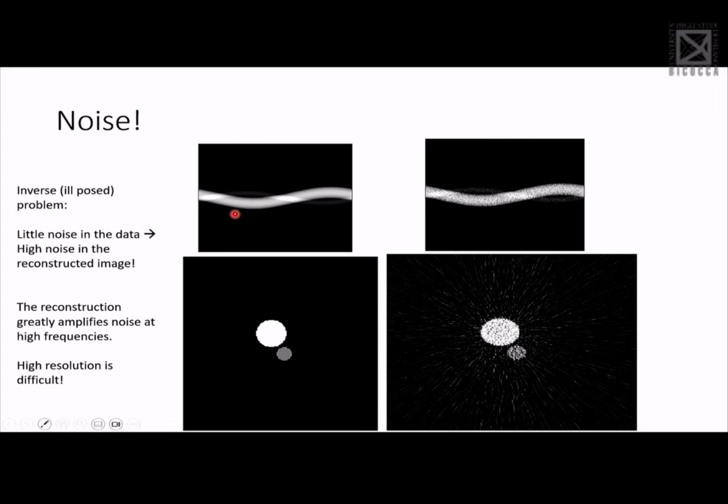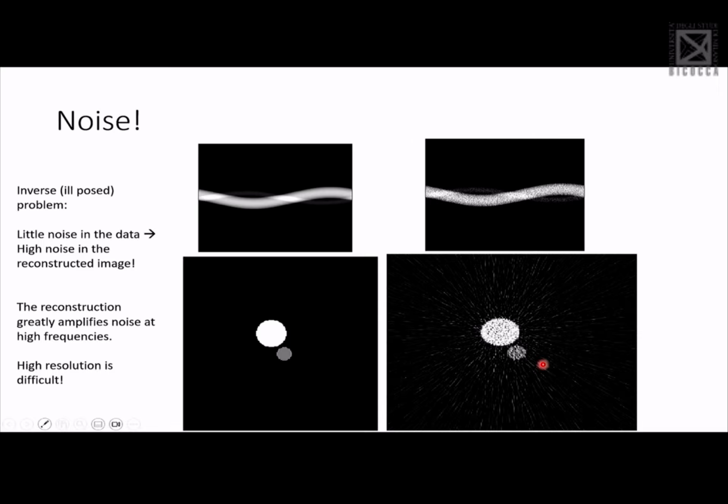So we have that little noise in the data. Let's say we have this sinogram here, which is the name of what you get by the Radon transform. You have this noise here, which, we will say, is not that much. And the reconstruction looks like this. This means that our reconstruction, our inversion of the problem, greatly enhances noise, and especially does that at high frequencies.